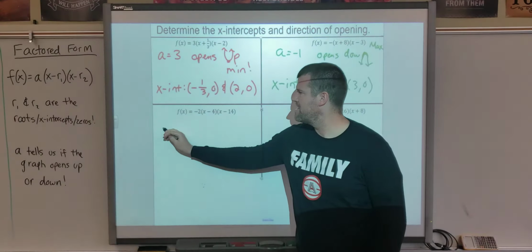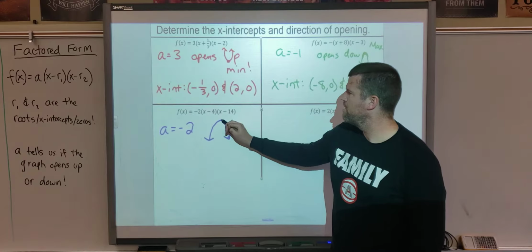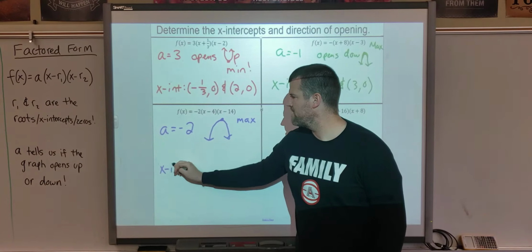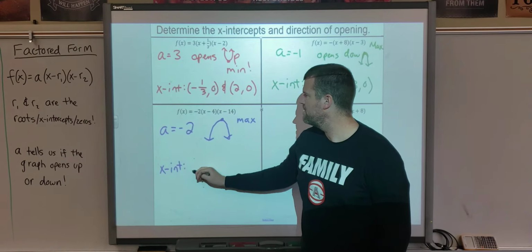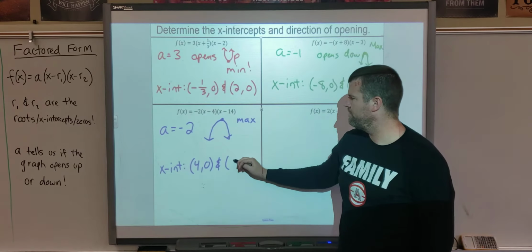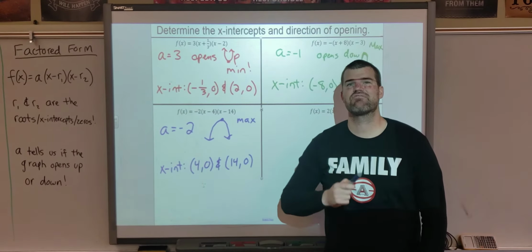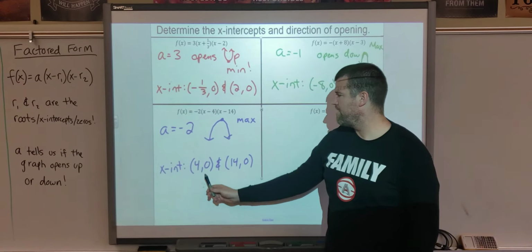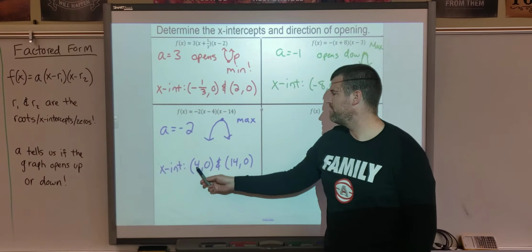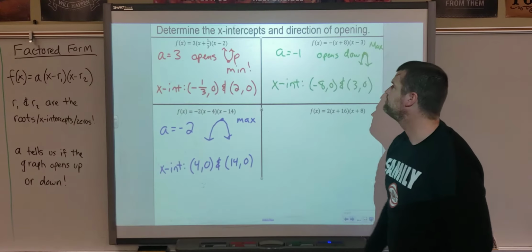Same thing, our a is negative 2, which means our graph opens down, which means we have a max. And then our x-intercepts, just the opposite of what's in the parentheses. So we're going to have positive 4 and positive 14. Hey, bonus question. If these are our x-intercepts, what's our axis of symmetry? Well, it would be halfway between 4 and 14, which if I want to find halfway, I just find the average. So 4 plus 14 is 18, divided by 2 is 9. The axis of symmetry would be x equals 9.